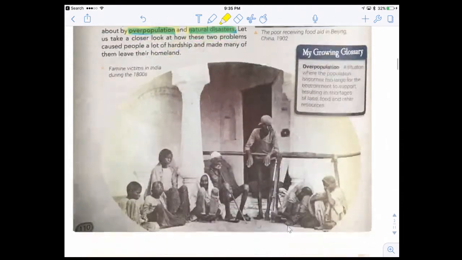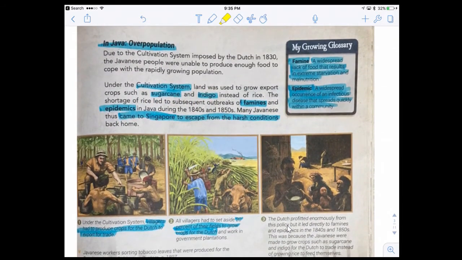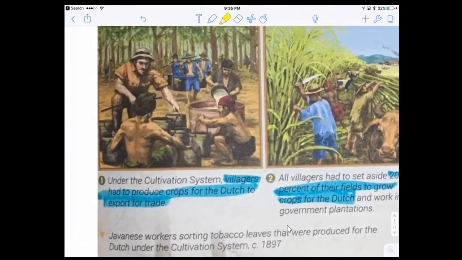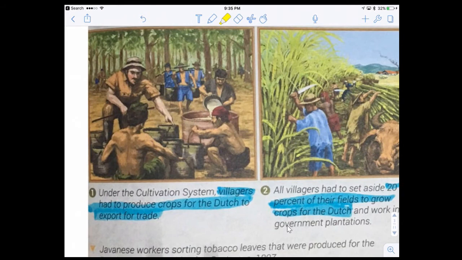So if we go on to Java, the main focus here is this cartoon. In the first panel of the cartoon, you can see villagers producing crops for the Dutch. Highlight according to what I have highlighted. Villagers producing crops for the Dutch. That means that they don't have freedom.